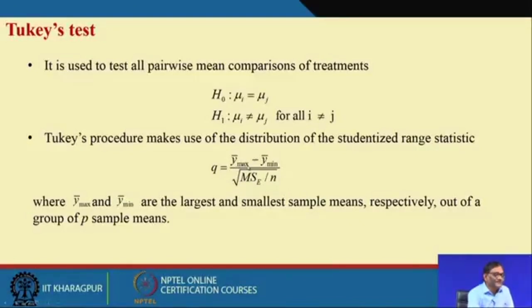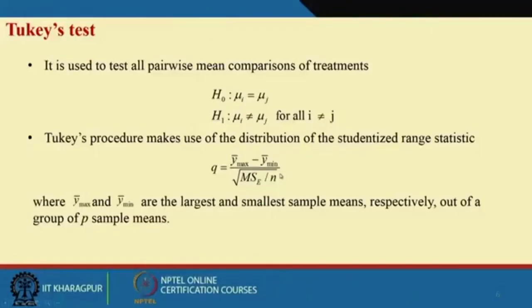What is y bar max? You have a number of treatments, so you have a number of means or averages from the experimental data. There will be a mean average value which is maximum and another which is minimum. The statistic is the difference between the maximum and the minimum of the averages for all the a treatments, divided by the square root of MSE by n, where MSE is the mean square error which you have already computed. This is the statistic which Tukey used to develop the pairwise comparison test.